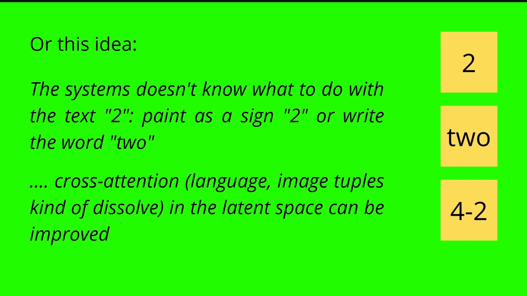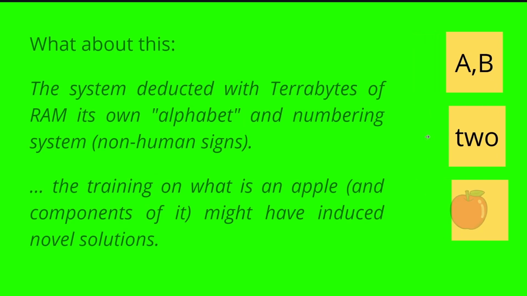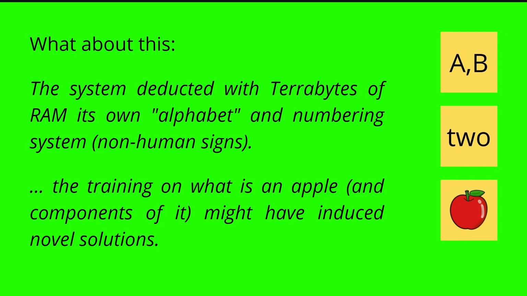These language-image tuples kind of dissolve at a certain level in latent space. But you can improve cross-attention, of course. So we could also improve this specific problem. But then we think about the whole system and imagine: it is not that we, when we were young, were learning single letters, single numbers, forming words, adding words together to a sentence. If you already start with terabytes of RAM available, maybe a system that is trained on all these two-dimensional images and text tuples, maybe the system forms its own alphabet and its own numbering system.